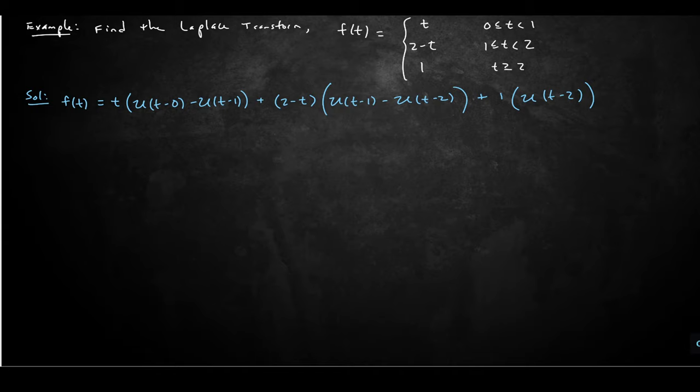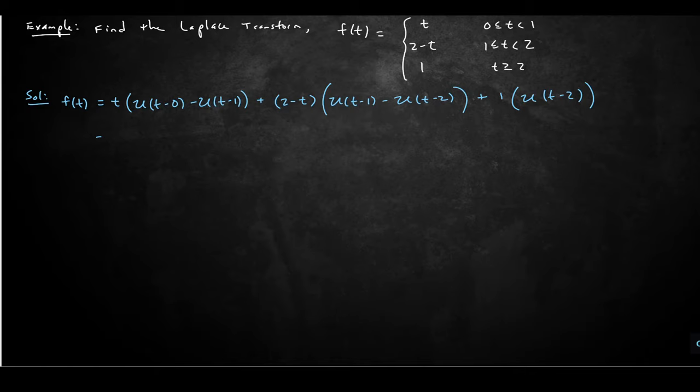And then when I get to t equals 1 right here, this turns on to 1, this will wait until t equals 2, and this will turn on to 1, and then they subtract and give me 0, and then this part shuts off. So it's a really clever way to write your function if it's a piecewise function.